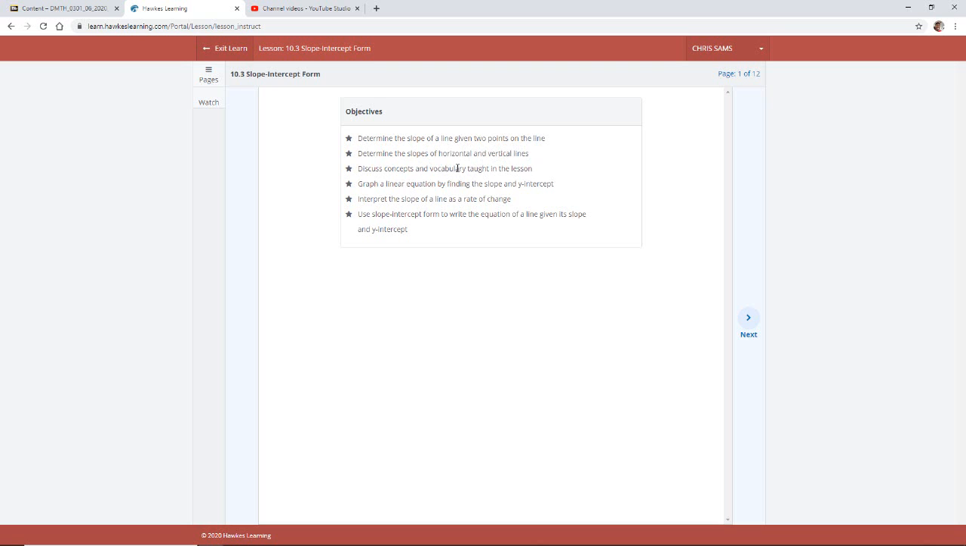Discuss vocabulary. We're going to graph linear equations by finding slope and y-intercept. Interpret slope as a rate of change, and then use slope-intercept form to write the equation of a line. Use the slope-intercept form to write the equation of a line given its slope and y-intercept. Yeah, so that's correct.